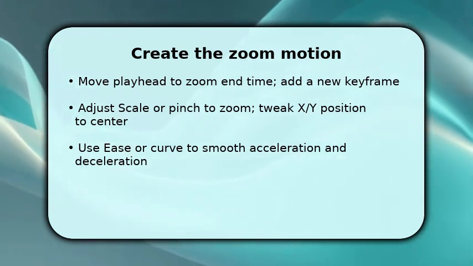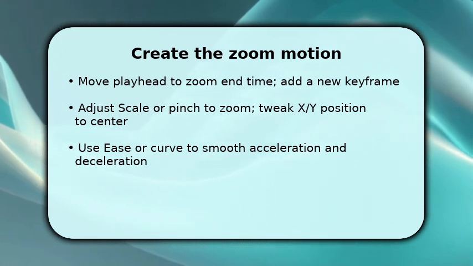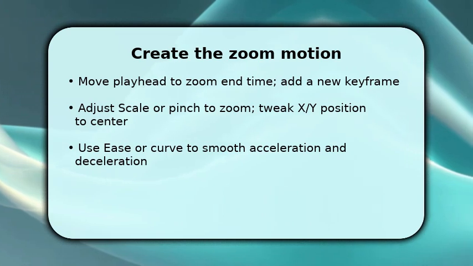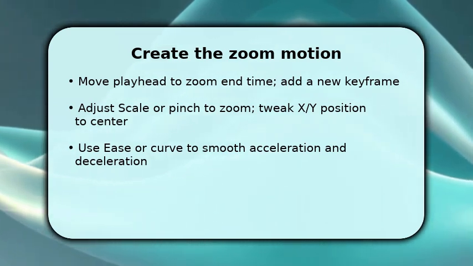Once done, apply easing or a custom curve so the motion accelerates and decelerates naturally. This avoids abrupt speed changes and makes the zoom feel professional.